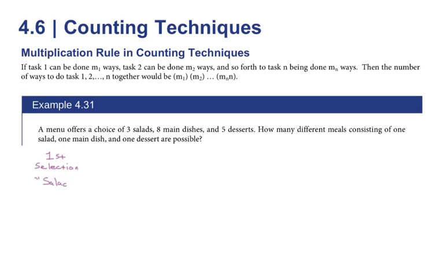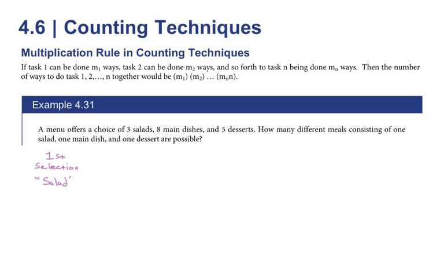In section 4.6, we'll be talking about counting techniques, combinations, and permutations. So let's start off with the multiplication rule here, which tells us that if we're doing multiple events here, we just have to multiply them together. So let's look at this example where we have a choice of 3 salads, 8 main dishes, and 5 desserts. So how many different meals consisting of 1 salad, 1 main dish, and 1 dessert are possible? So if we're trying to select from there, how many different possible outcomes could we have here?